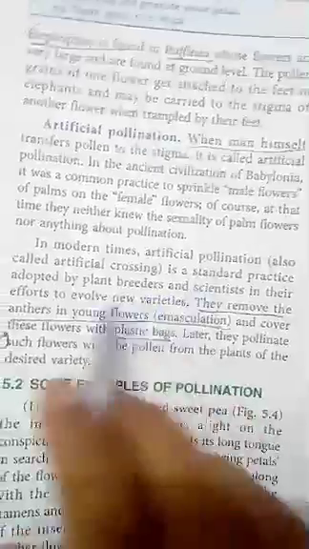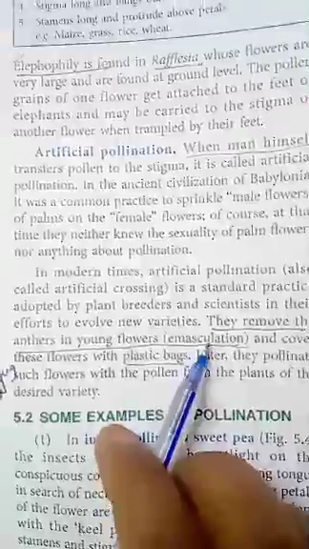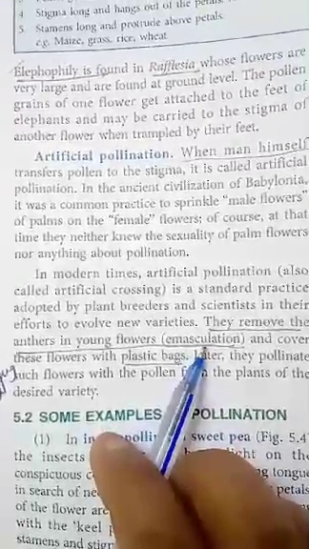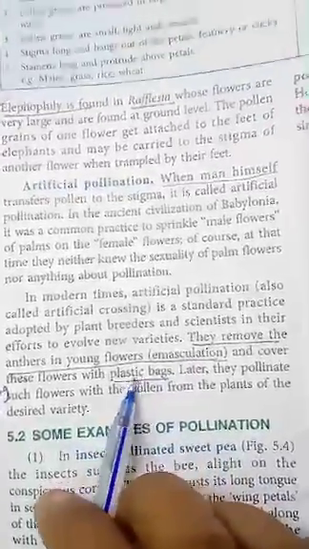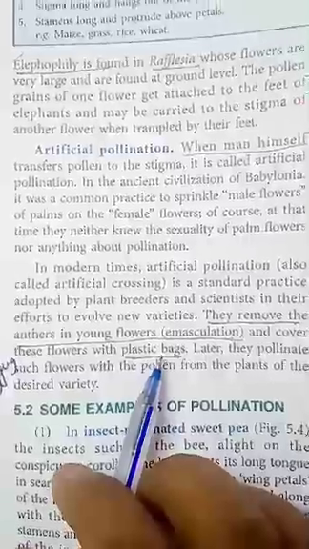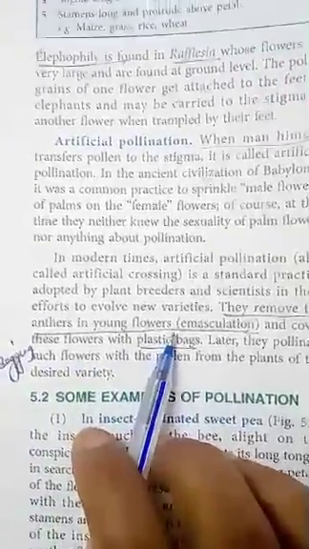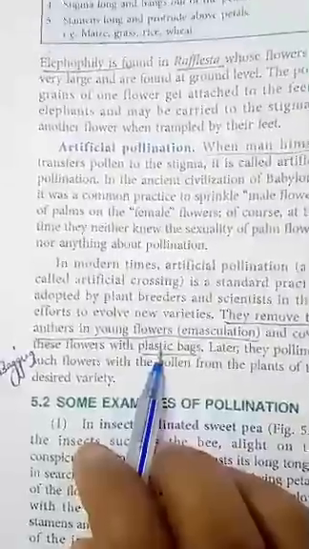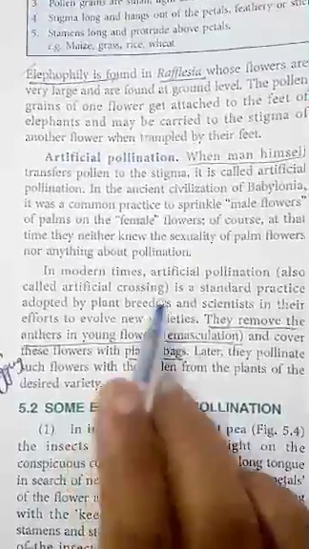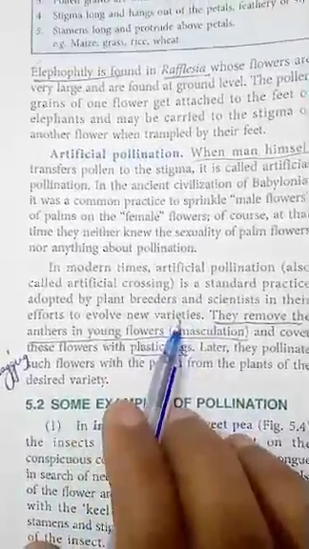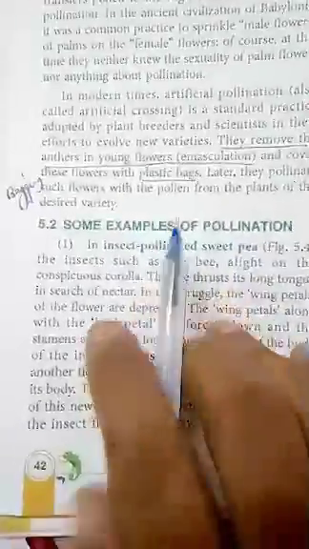So what they do, they remove the anthers in the young flowers, that you have already read in class 8, that is called emasculation. And after removing the anthers, the female flower is covered with a plastic bag, which is called bagging, so that the pollen of their choice they will dust over these female flowers. So this is the artificial method of pollination, and the plant which can be grown by this is a hybrid.